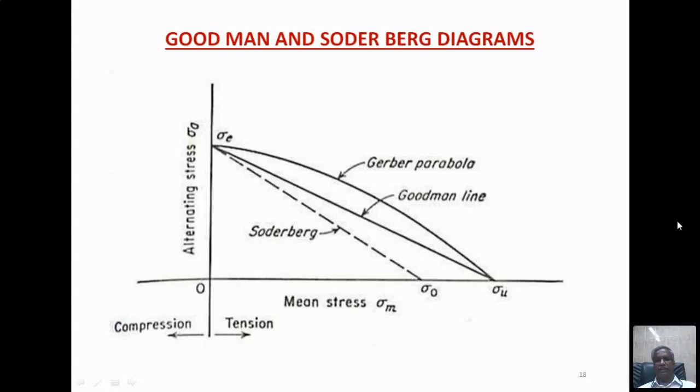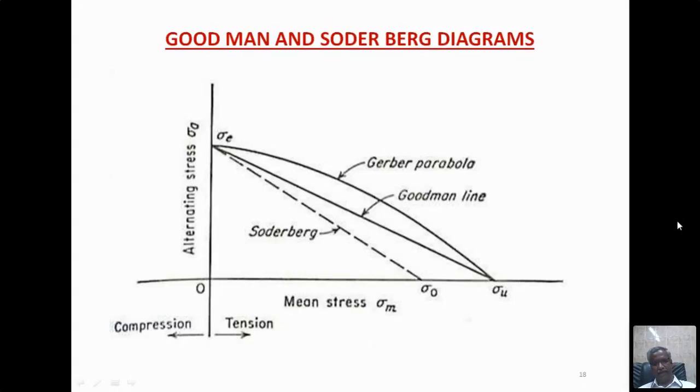This is a phenomenon; you can call it a philosophy or a criterion. Initially Goodman proposed this diagram. You take a material, for example austenitic stainless steel. I should know its tensile properties: the yield strength and the ultimate tensile strength. Similarly, after a fatigue test, I get the fatigue strength or fatigue limit. I require only two data for the Goodman line: one is the ultimate tensile strength, and the other is the fatigue strength or fatigue limit.